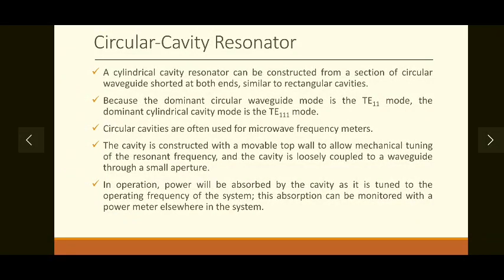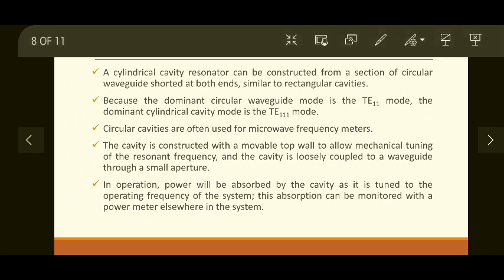Then similar to that, there is a circular cavity resonator, also called a cylindrical cavity resonator, because we are using cylindrical coordinates for analyzing it. A cylindrical or circular cavity resonator can be constructed. We know how a cylindrical or circular waveguide looks. It looks like this one. Which ends are open? These ends are open in the waveguide.